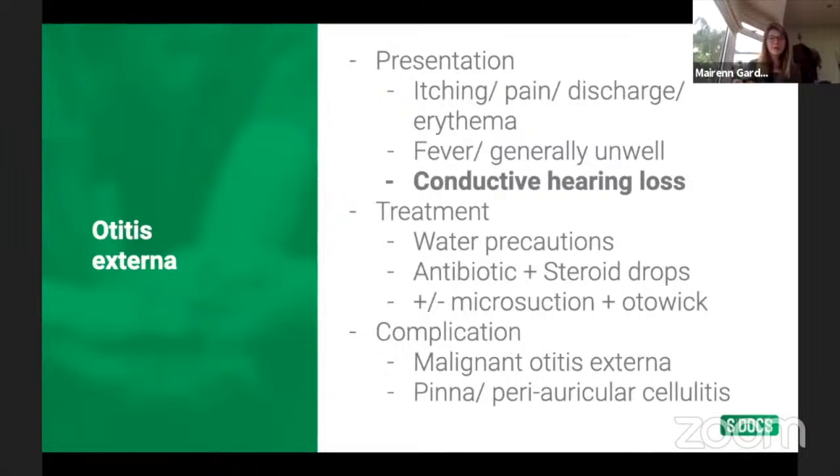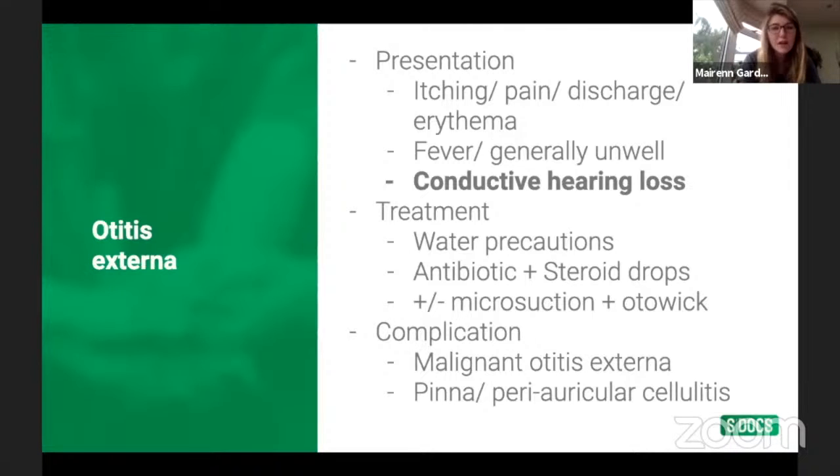Patients usually present with quite severe ear pain. There might be discharge or itching, and the ear is usually quite red. This is something that you would see on otoscopy and often quite obvious. If they've got an infection as well, they'll also have a fever and be feeling generally unwell. And again, this can lead to hearing loss. Hearing loss isn't always the first thing that they'll present with. It might be something that comes slightly later on.